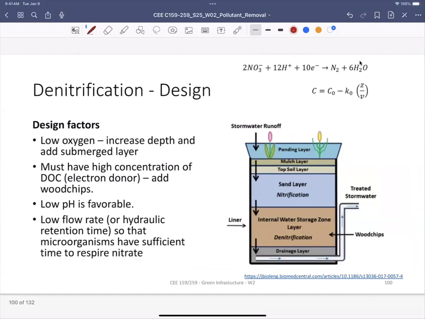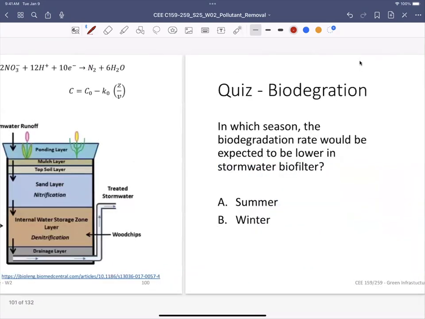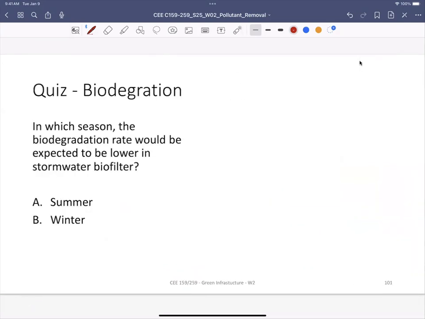This is just an example of biodegradation, and there are multiple ways, but this is just how you can model it. With that, let's have a quiz question so that you can look at biodegradation. Suppose the question is: in which season would the biodegradation rate be expected to be lower in stormwater biofilters? Again, think of which temperature is more conducive to bacteria, something they like to live in. In this case, the choices are summer and winter. Summertime is high temperatures. Warm temperatures are what some bacteria like, because they don't like to stay in dormant conditions. So the answer is A.